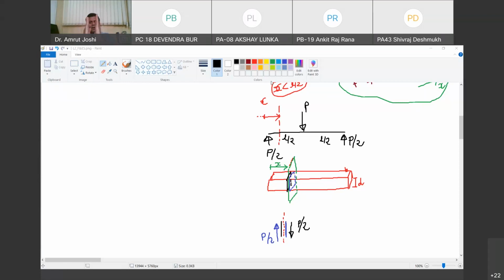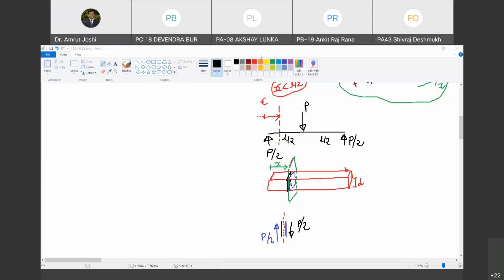Yes, sir. So these are the two consecutive cross sections. They will try to slide over one another due to the action of P by 2 and P by 2, equal and opposite forces, but opposite in nature. Are you with me? Yes, sir.